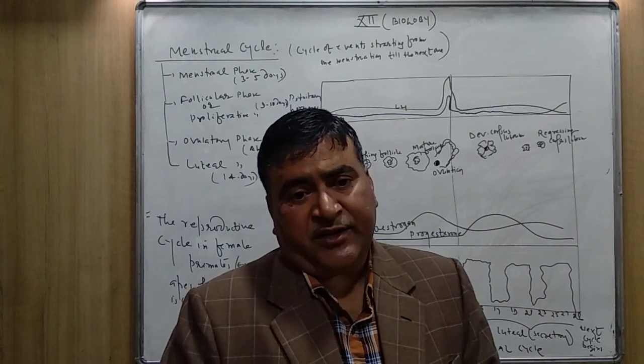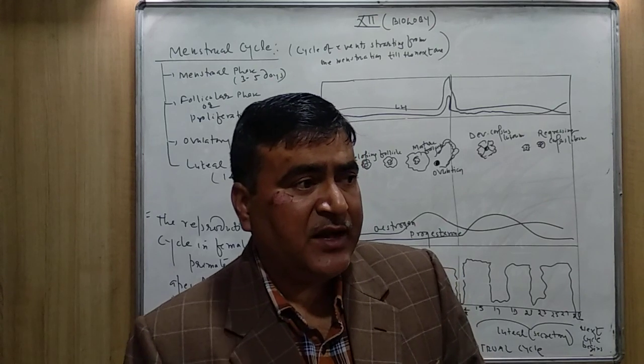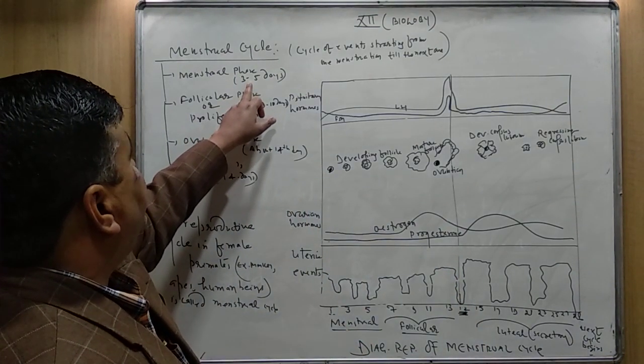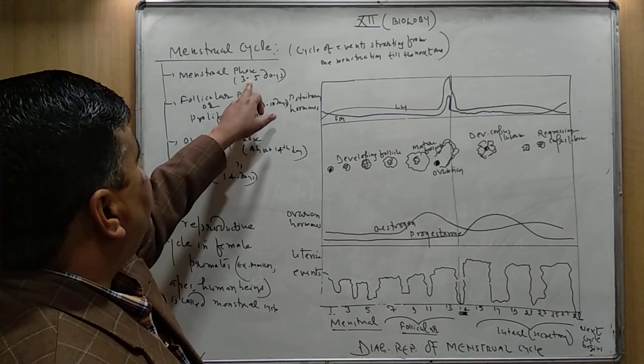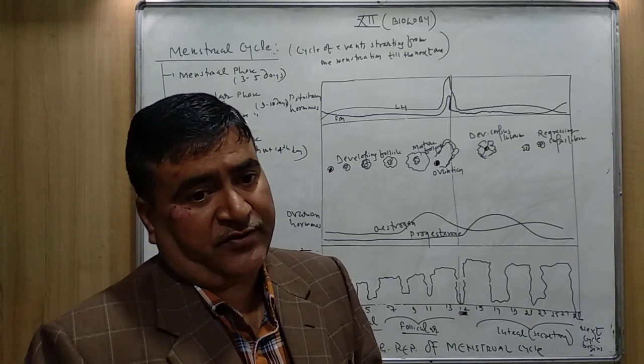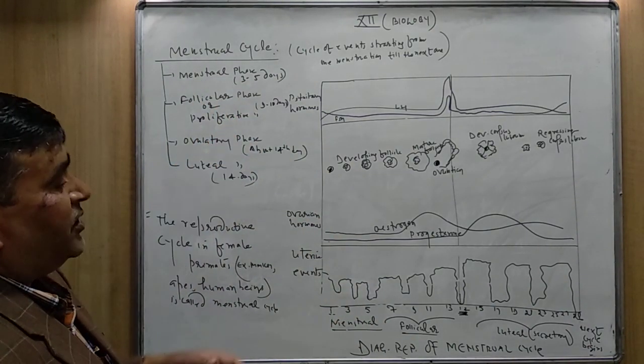They go outside through the vagina in the form of blood, and this is called the menstrual phase. The first one is called the menstrual phase, and it lasts for 3 to 5 days. The second one is the follicular phase or proliferative phase.